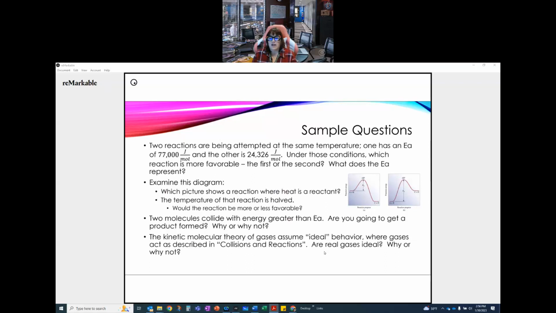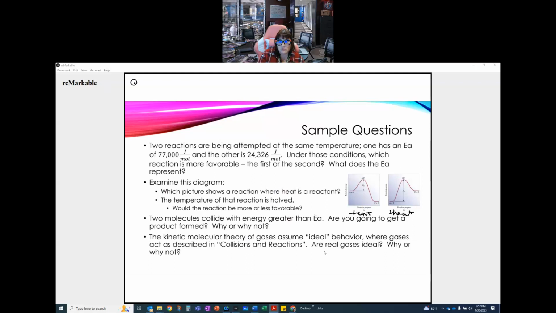And what is EA? EA is the activation energy, so it's the difference between where I start and where I'm going to hit that transition state, the highest energy point on that graph, okay? So that's EA. Now, examine the diagram. Which picture shows a reaction where heat is a reactant? So I have to add heat to make this happen. That's the second one. So this is plus heat. This is minus heat because it gives off the heat as a product.